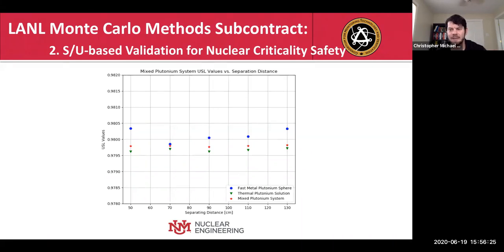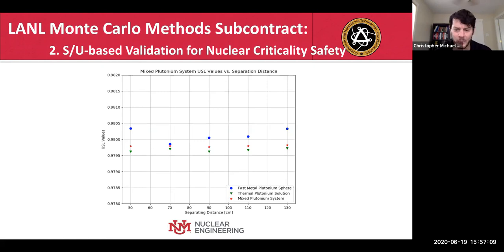And she took a couple of systems, right? So here she has a system that has a fast metal plutonium sphere and a big thermal plutonium solution. So the thermal solution and the fast sphere. So it's a heterogeneous system. And she looked at the USL that the code gave for using only the thermal solution, only the fast sphere, and she looked at the USL for both of them combined, and she saw interesting behavior based on which one you use and based on their separation distance in the problem.